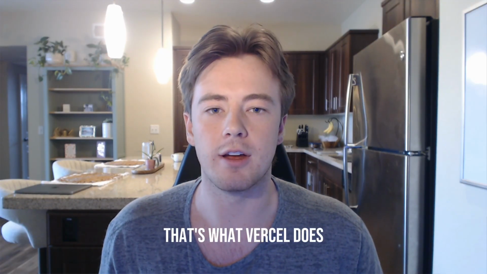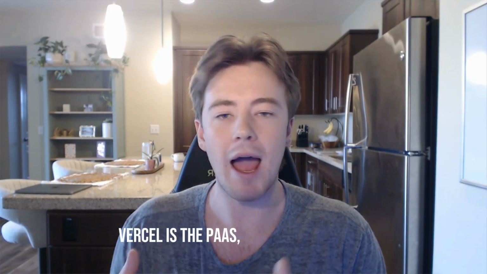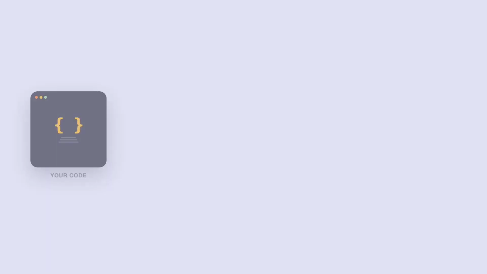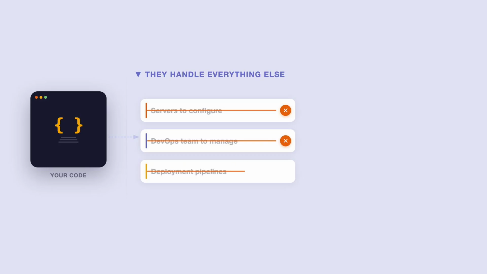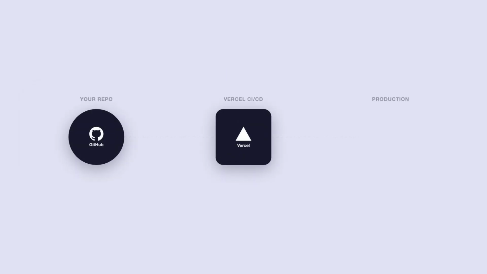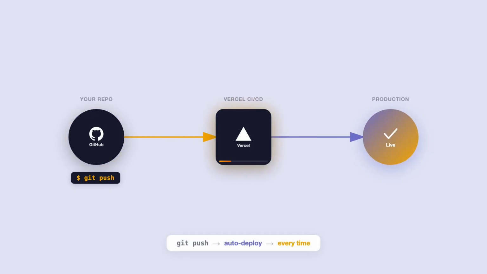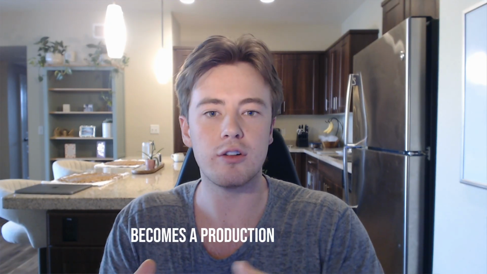That's what Vercel does. Remember when I broke down IaaS, PaaS, and SaaS? Vercel is the PaaS, the kitchen rental. You bring your code and they handle the infrastructure. No servers to configure, no DevOps teams, no deployment pipelines to write by hand. You connect your GitHub repo, push your code, and Vercel builds it and deploys it automatically every single time you push. Every commit to main becomes a production deployment.